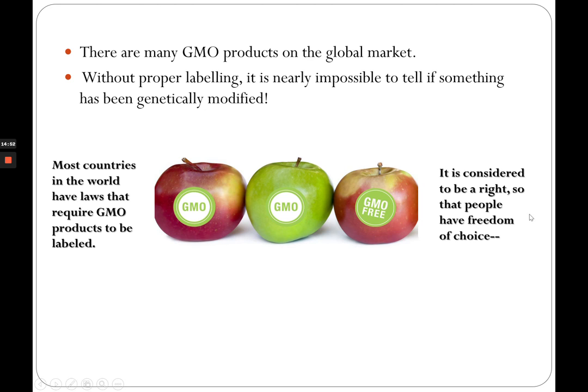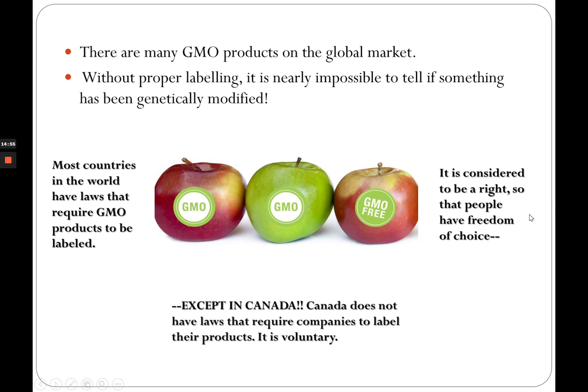It's just that in Canada, under Canadian law, it's not required for companies to label their products as GMO or GMO-free. It's actually voluntary. So if a company is creating GMO products, they don't have to let people know that it's GMO. Now, there's really no law that says that you have to label something as GMO free, but again, if you had the choice between choosing something that's GMO and GMO free, a lot of people would probably go for GMO free.